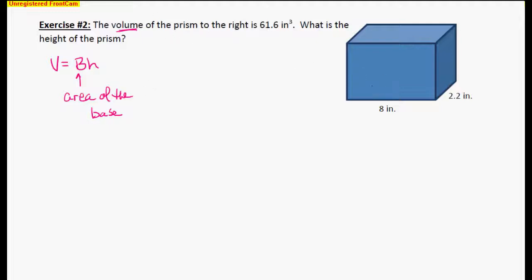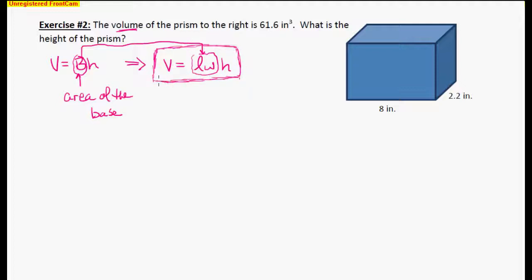Now, this kind of shape, the base has the shape of a rectangle. So I could turn this formula into this. Instead of the capital B, I could take the area formula for a rectangle, that is length times width. So I could take that big B out and put in L and W. And when I have this formula, again, it is like a function. It's working with a function.